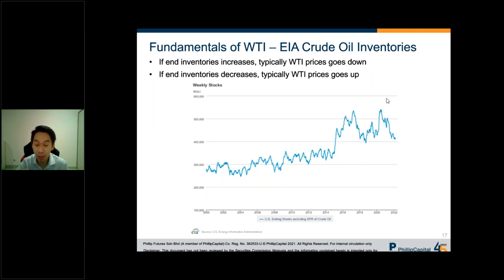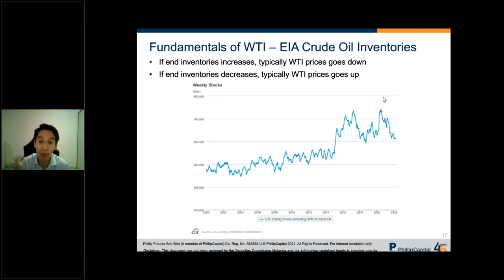Okay. So every Wednesday night, this report will be released. They will release a weekly report on the crude oil inventories for the last two weeks. So let's say today is Wednesday night. They will release the inventory from 2 weeks ago. So it's sort of like a lagging indicator, but overall we want to see what's the general trend of this EIA crude oil inventory. Okay.